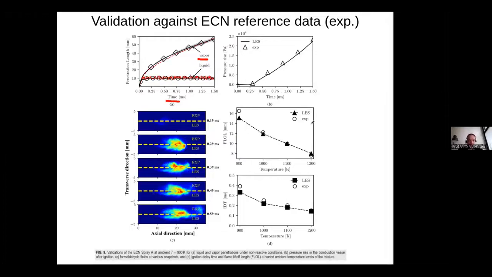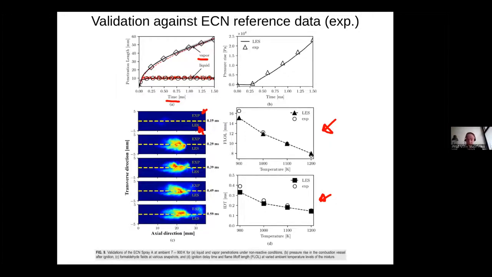And some other ways of validation: flame liftoff length compared to the experiments for a diesel spray, and IDT, ignition delay time, matched also with experiments at different ambient temperatures. And also we validate in terms of the formaldehyde fields, experiment versus large eddy simulation at different time instances. So you want to have this cool flame, low temperature reactions, and the position of those correct as well.